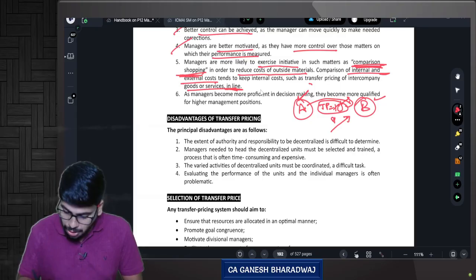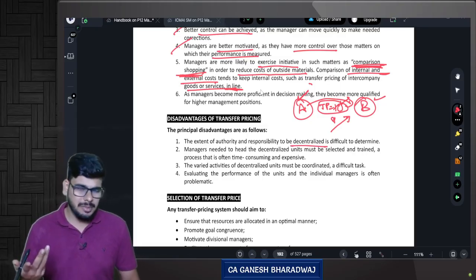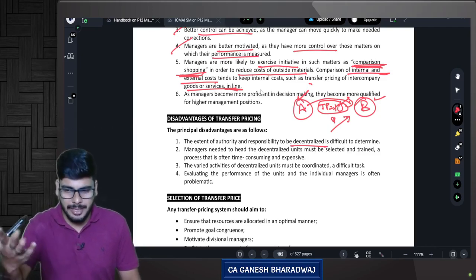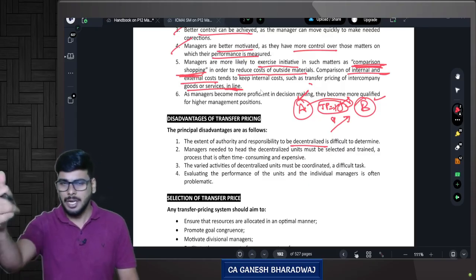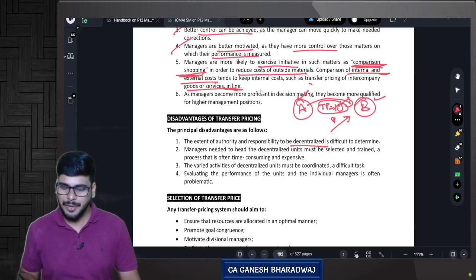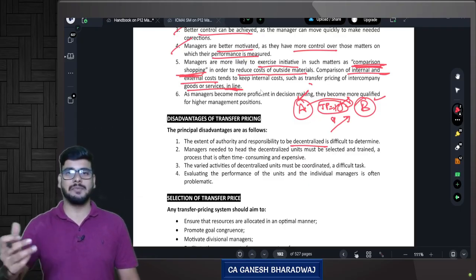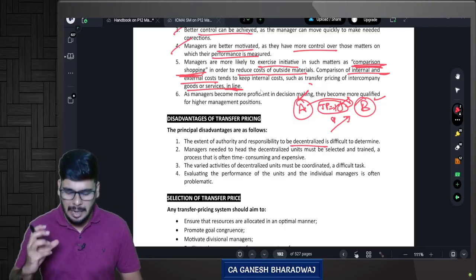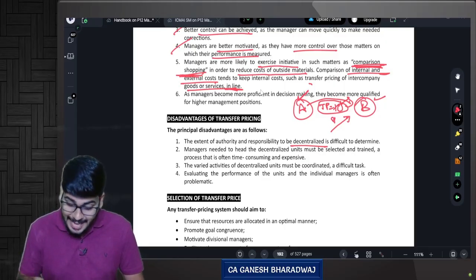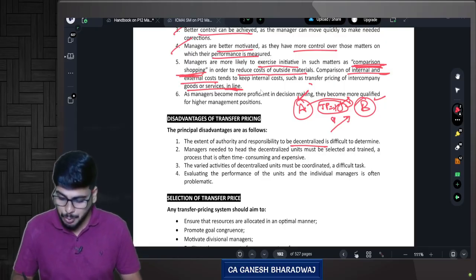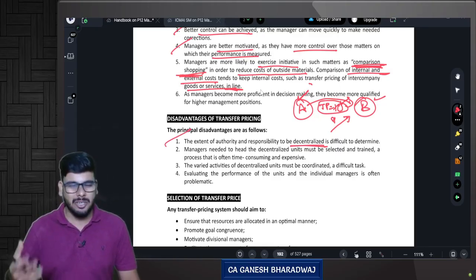The extent of authority and responsibility to be decentralized is difficult to determine. It's easy for us to say theoretically that I'm giving certain powers to division A and certain powers to division B, correct? But in real life, head office will generally interfere in the matters. They will say yes, we are a decentralized form of organization, but generally the head office will interfere in the matter. That's what they are saying. The extent of authority and responsibility to be decentralized is difficult to determine. Are you clear with this? Yes, they are talking about some practical issues.